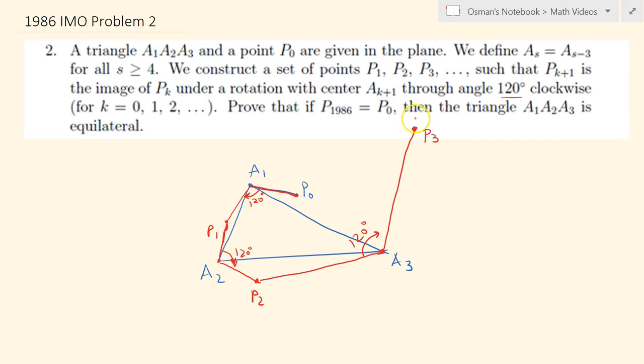Then from P3, again, we will rotate P3 around A1, and then around A2, A3, A1, A2, A3, in this succession of rotations. Actually, we will implement this operation quite a bit of times, 1986 times. But what's so surprising is after you do this operation 1986 times, you get back to your original point. How can that be?